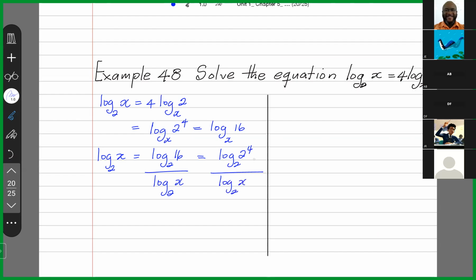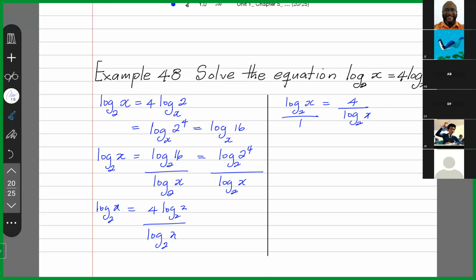Now, if you bring the 4 to the front, you're going to have what? 4 log to the base 2 of 2 over log to the base 2 of x. And this is log to the base 2 of x. Now, log to the base 2 of 2 is 1. So we're going to have log to the base 2 of x is equal to 4 over log to the base 2 of x.